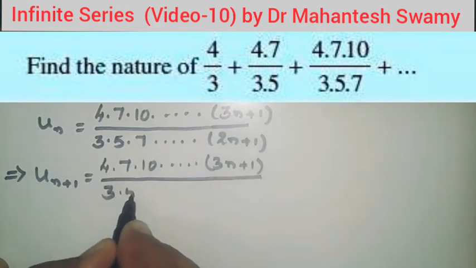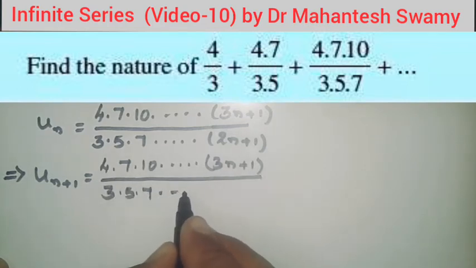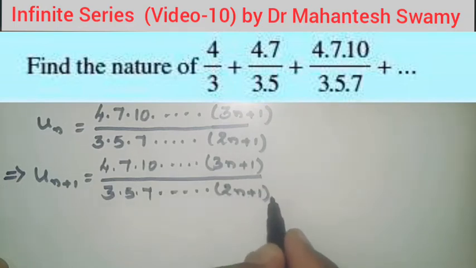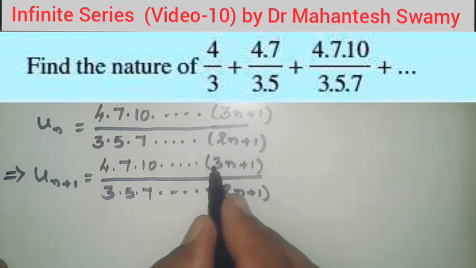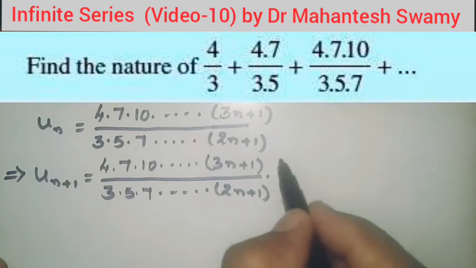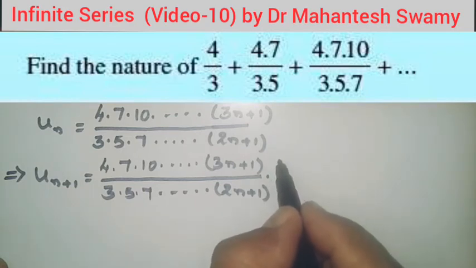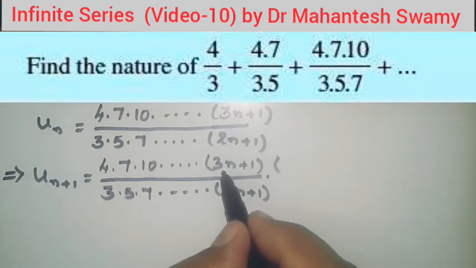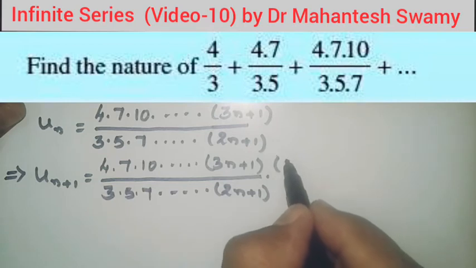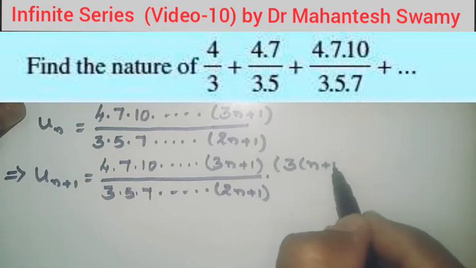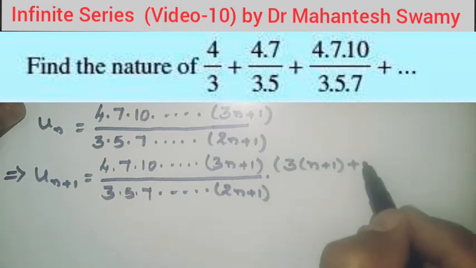So it is 3 into 5 into 7 into dot dot dot into 2n plus 1. First we should keep all the factors which are present in the previous term as they are, and then we have to replace n by n plus 1. So when we replace n by n plus 1, we can write 3 into bracket n plus 1 plus 1 as it is.